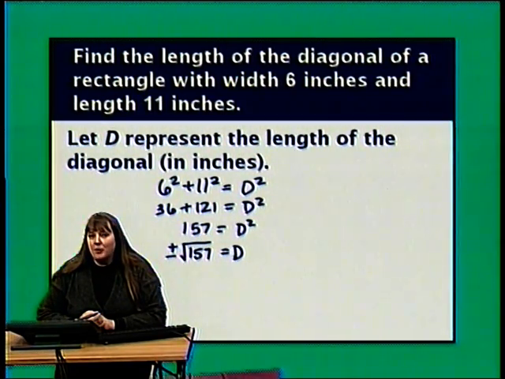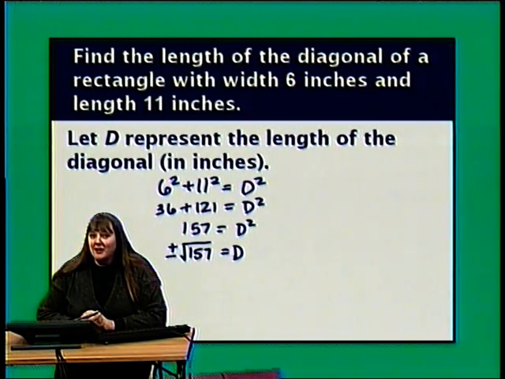Well, are there any perfect square factors of 157? Think about it for a little while. 157 isn't divisible by 4, 157 isn't divisible by 9, 157 isn't divisible by 16. And you can keep going through some of the perfect squares.